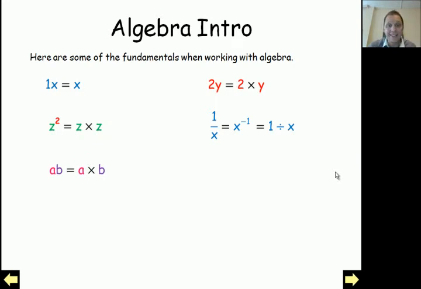Anytime that we've got two letters next to each other, it means the exact same as what it would do with a number and letter. So here I've got AB. This means A times B.